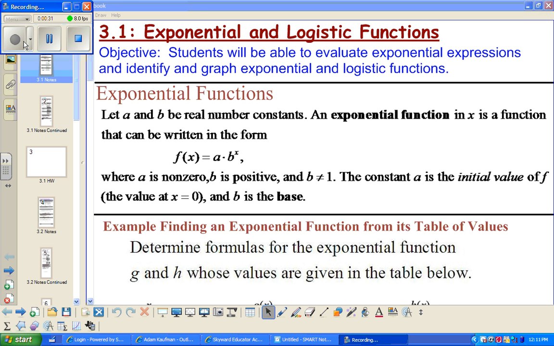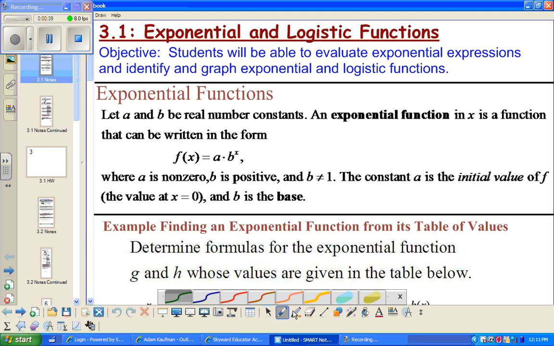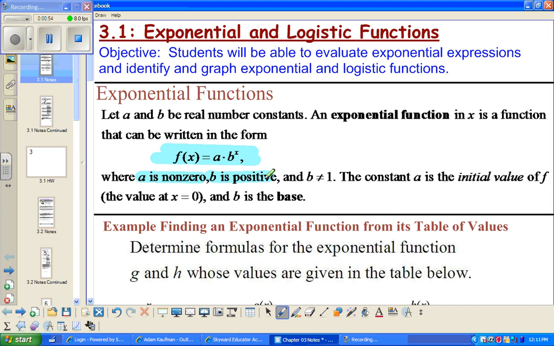An exponential function comes in the form of f of x equals a times b raised to the x. So you notice that's different from your power function, as the variable is the exponent instead of the base. So make note, a must be non-zero, b must be positive, and b can't equal 1.